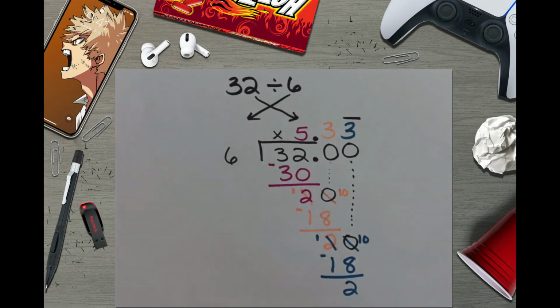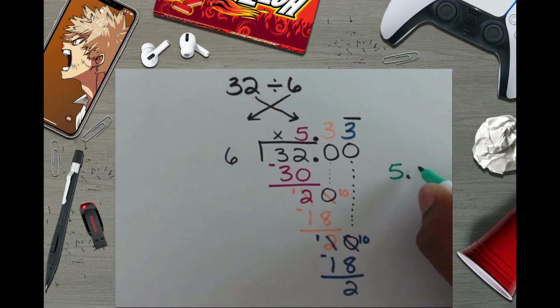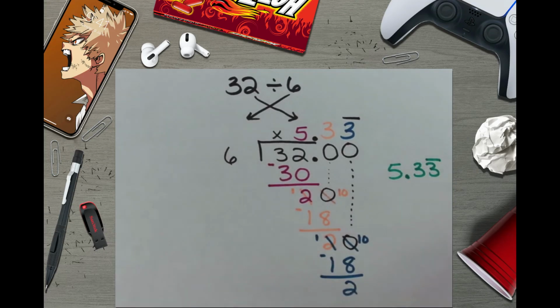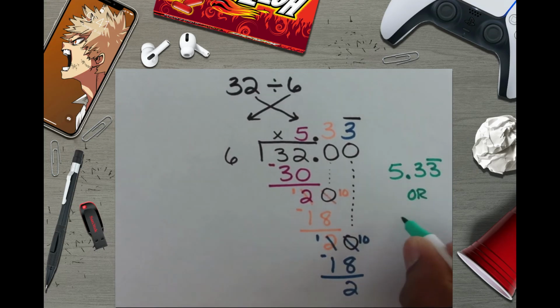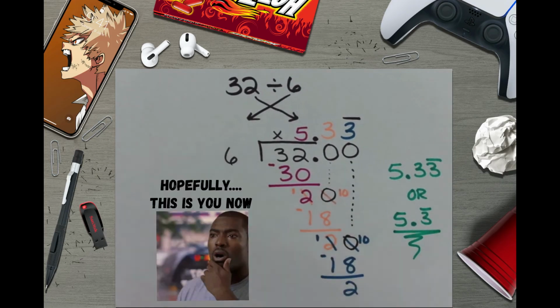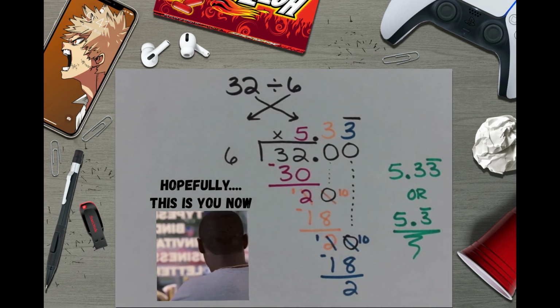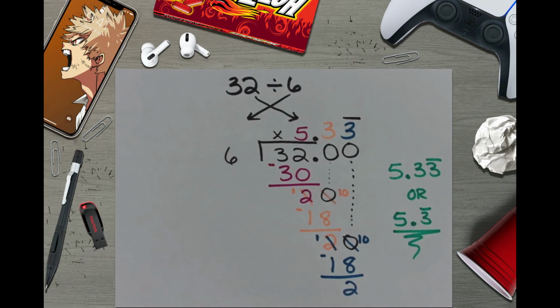So my answer for this problem will be 5.33 with the bar notation, or if you just want to put 5.3 with the bar notation, either one would work. So that'll be my answer, and that is how to go ahead and divide numbers and annex a 0.